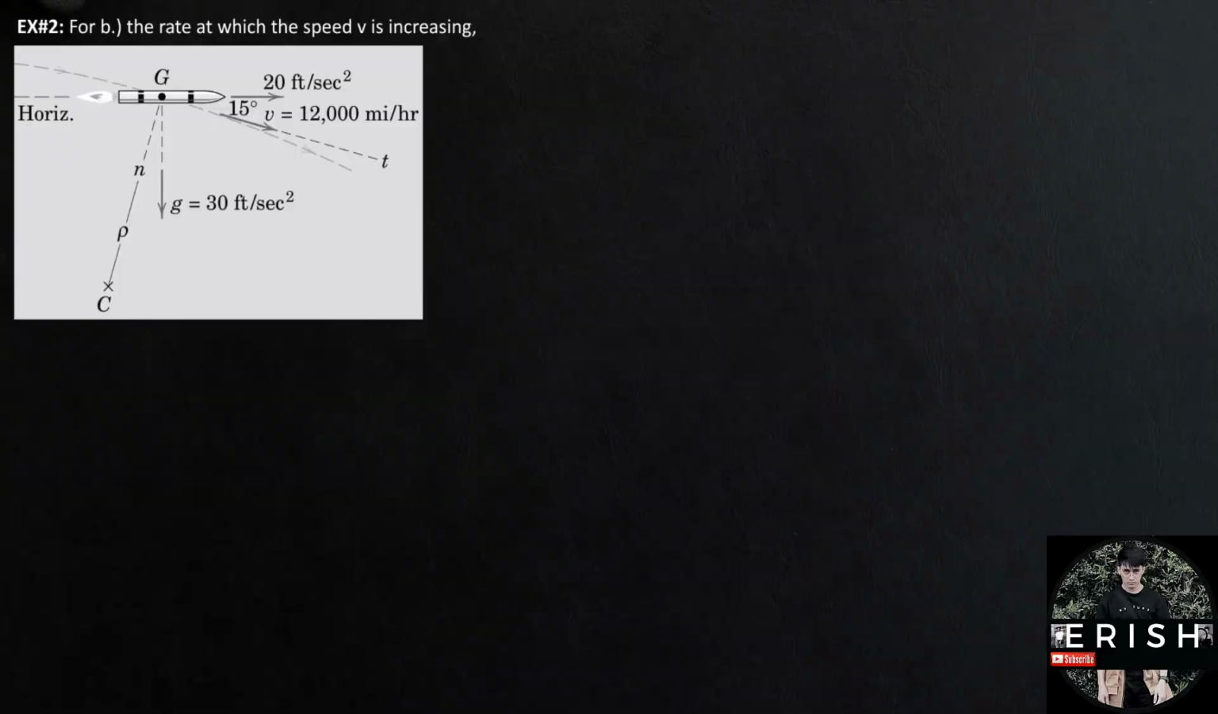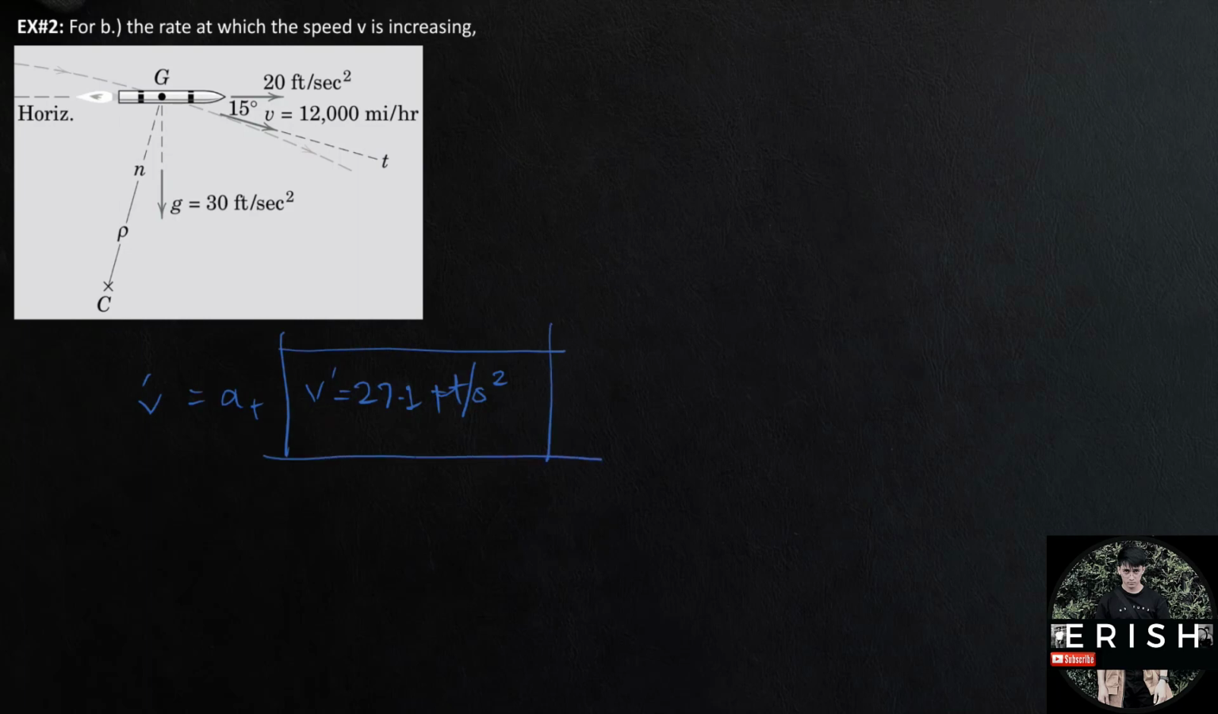For letter B, the rate at which the speed V is increasing. The rate at which yung velocity natin increasing is simply the acceleration. And that acceleration is a tangential component of our acceleration na na-solve na natin initially before natin i-start yung letter A. So we have V prime is equal to yung tangential acceleration natin, and ang tangential acceleration natin ay 27.1 feet per second square. Ito na yung ating rate at which yung ating velocity V is increasing. This is already the answer.